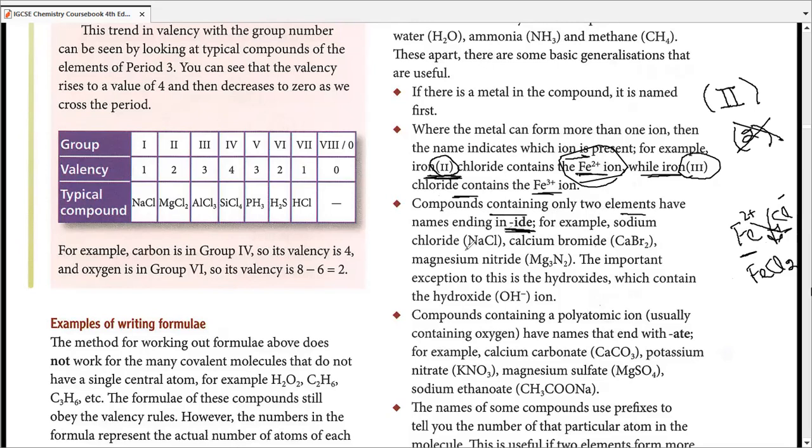If the compounds have 2 elements, the names end in IDE, which means the name of the non-metal is always changed. Now, this is NaCl. It was supposed to be sodium chlorine, but it's not chlorine. We intentionally changed the name with the IDE ending. It's sodium chloride, not chlorine.